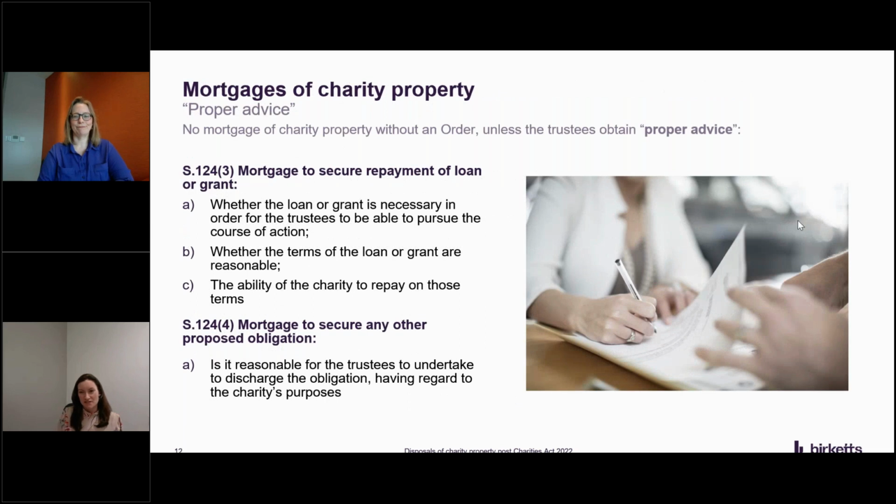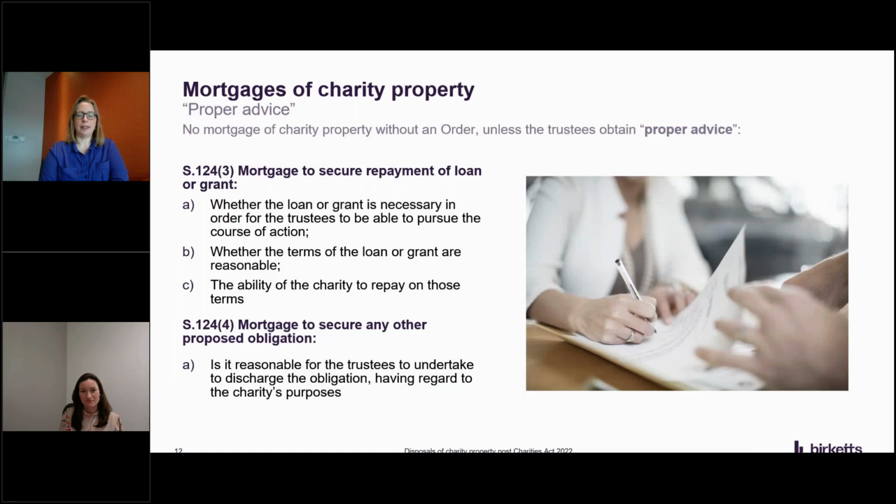So Louisa is just going to touch briefly on mortgages, which is another type of disposal that you need to think carefully about. Louisa, back to you. Thanks, Hannah. So yeah, just going to talk about this very briefly.